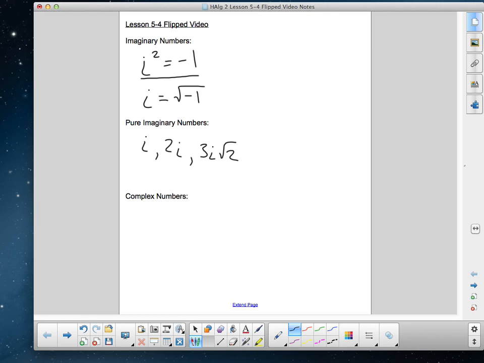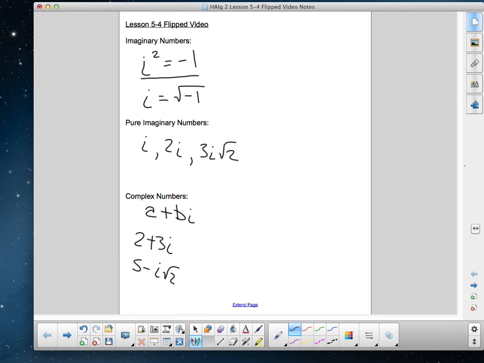Now, in complex numbers, this addition or subtraction of some other term takes place. Complex numbers are in the form a plus bi. Well, in this case, a is a real number. So we're talking about like 2 plus 3i, 5 minus i root 2. Okay, things like this. These are complex numbers. Again, a real number in association with a pure imaginary number.